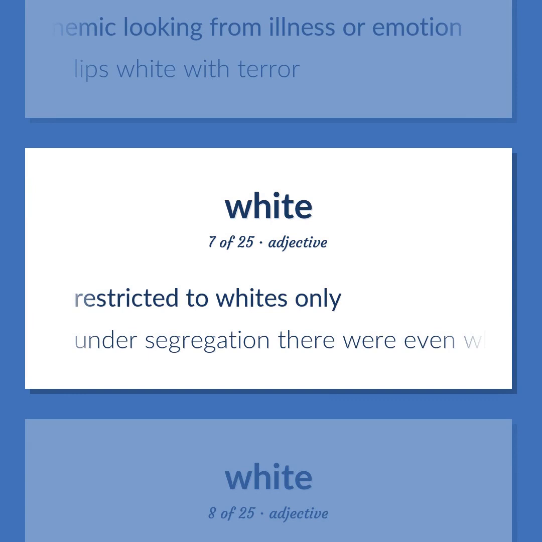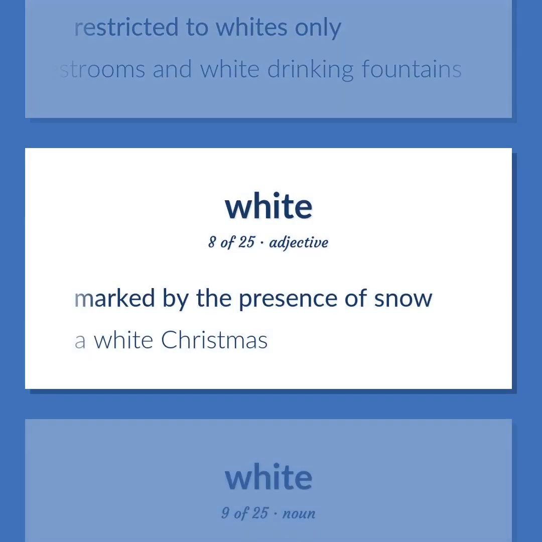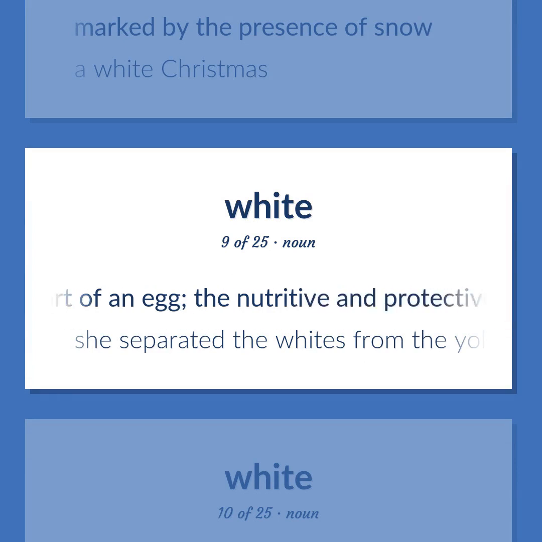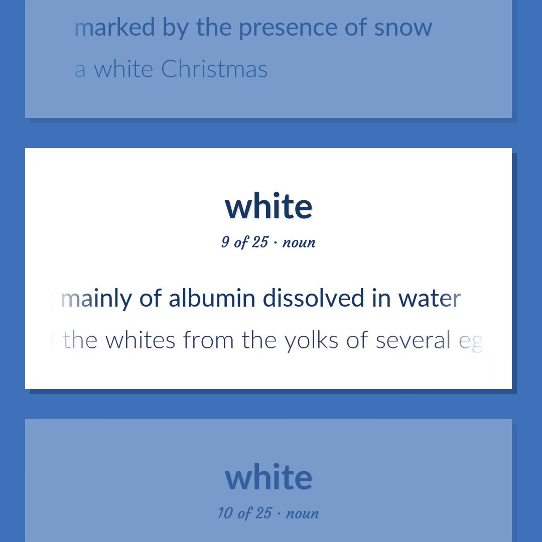Restricted to whites only. Under segregation there were even white restrooms and white drinking fountains. Marked by the presence of snow. A white Christmas. The white part of an egg. The nutritive and protective gelatinous substance surrounding the yolk consisting mainly of albumin dissolved in water. She separated the whites from the yolks of several eggs.